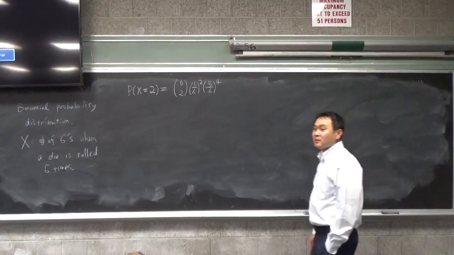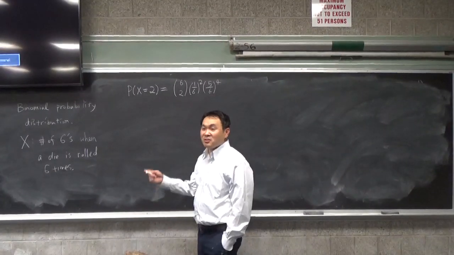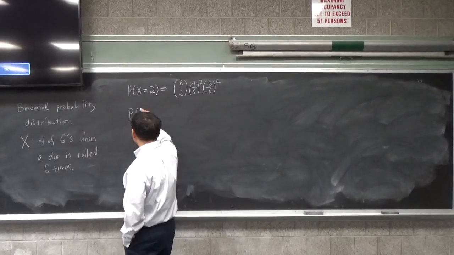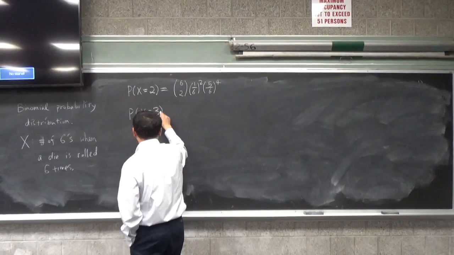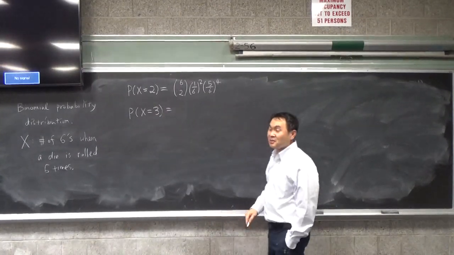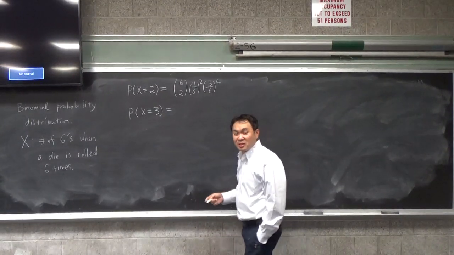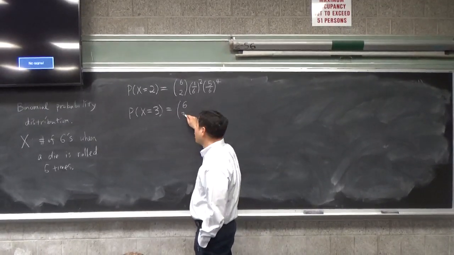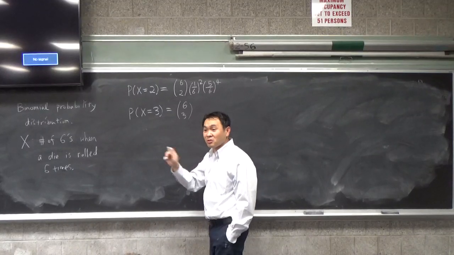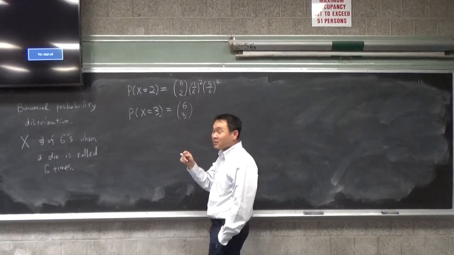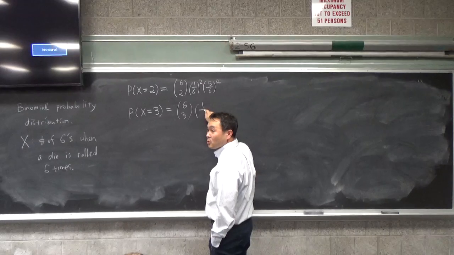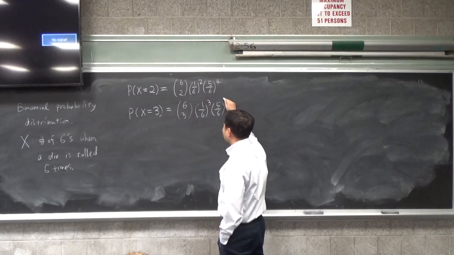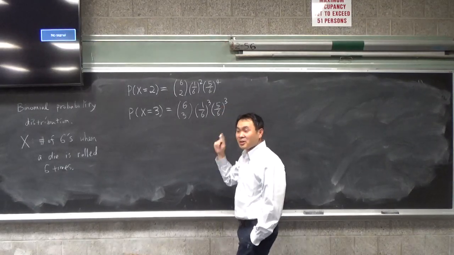Okay? Now let's try to change these numbers and see if there's a pattern. What will be the probability that you'll get exactly 3 6s when you roll it 6 times? 6 choose 3 because it's 3 yeses and 3 nos. You're shuffling them. Is that okay? And then you have 1/6 to the third, 5/6 to the third. Oh, so you already got it.